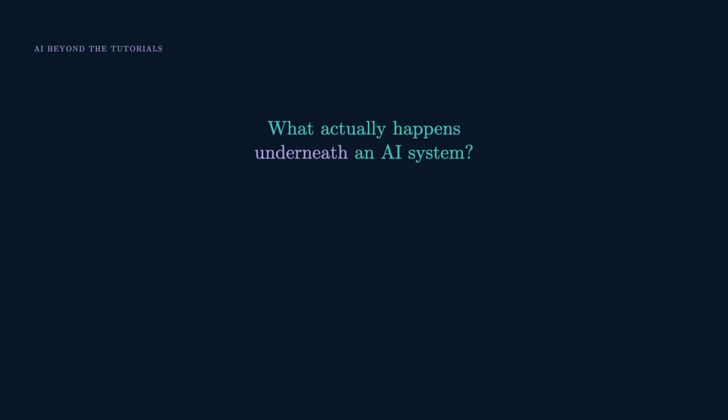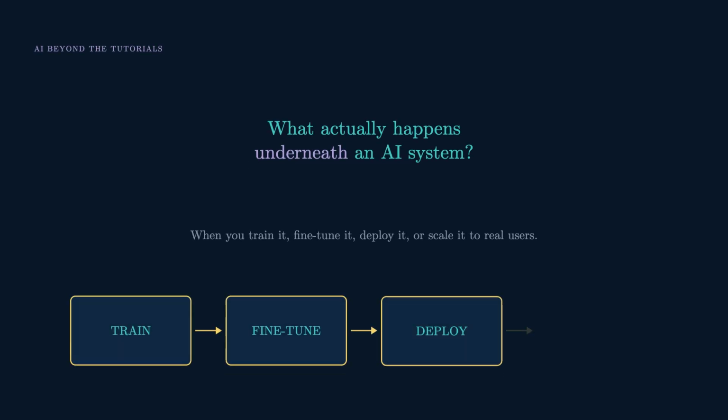What actually happens underneath an AI system when you train it, fine-tune it, deploy it, or scale it to real users?